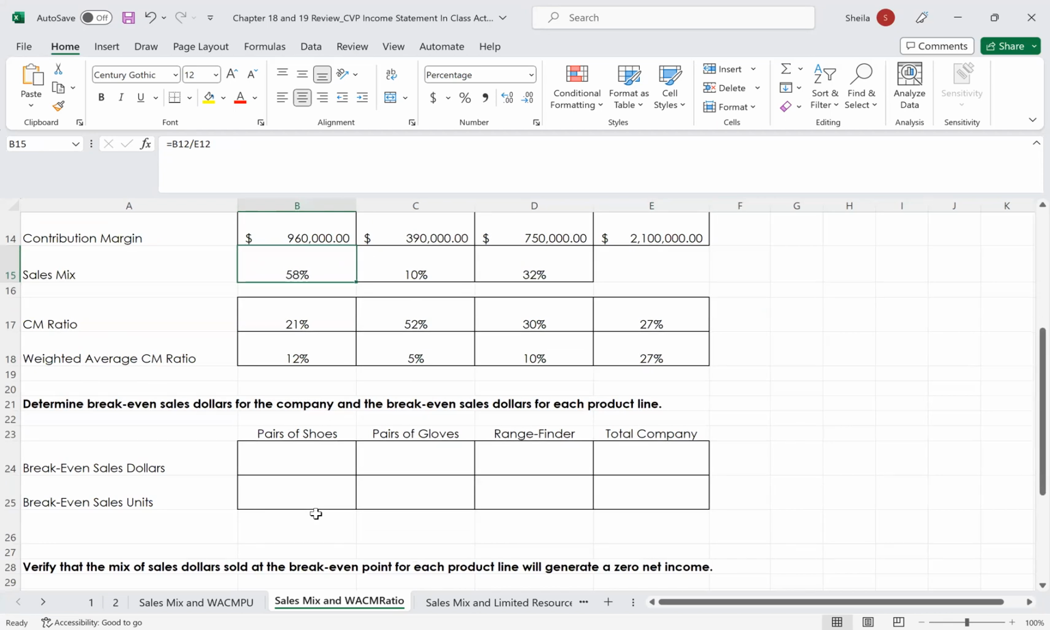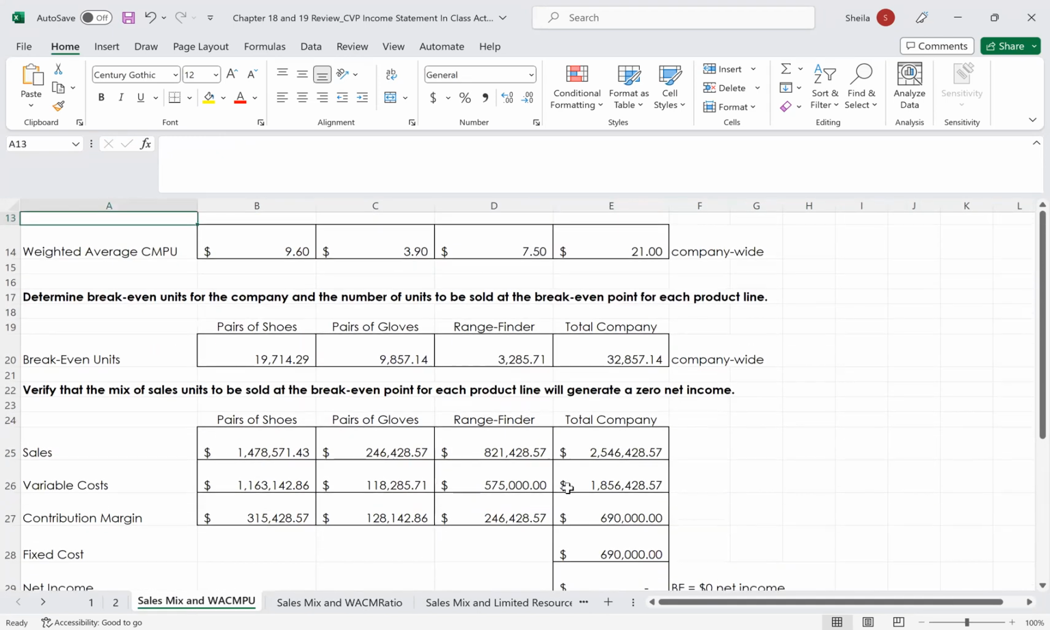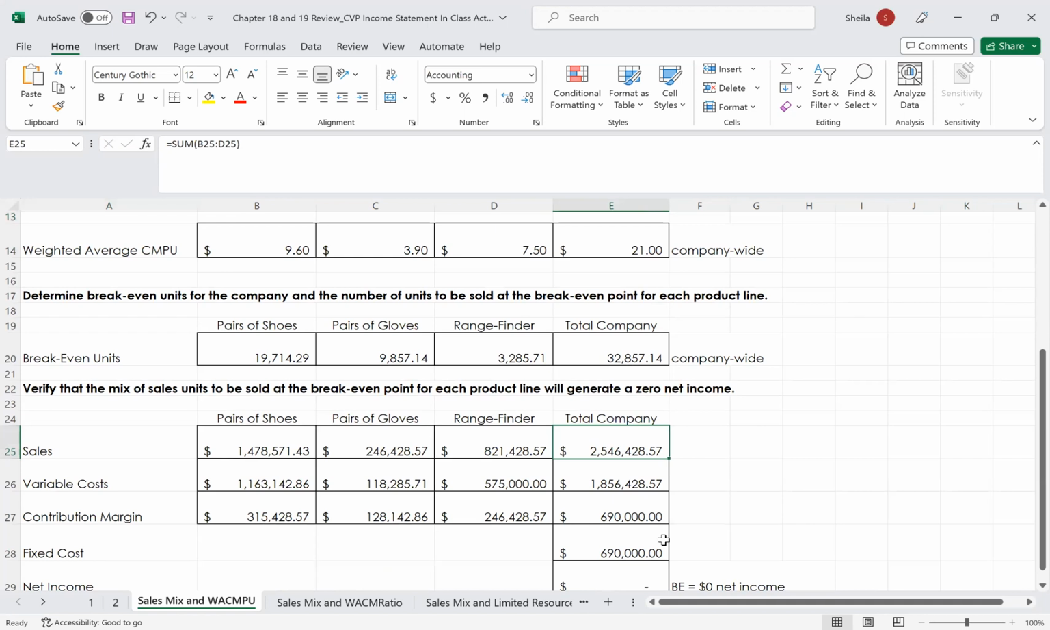When we discussed break-even sales dollars in chapter 18, what did we do? Well, we took the fixed cost, which didn't change, so 690,000, divided by the contribution margin for the total company, or the sum of the weighted average contribution margin ratios for each of our products. So now, just real quick, here's my break-even sales dollars. I'm going to come back and look at our sales mix that we did per unit. And guess what? Break-even sales are the same. We're just getting to them a little bit different way.